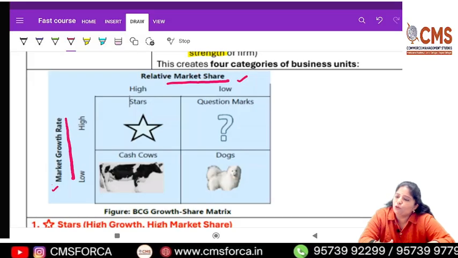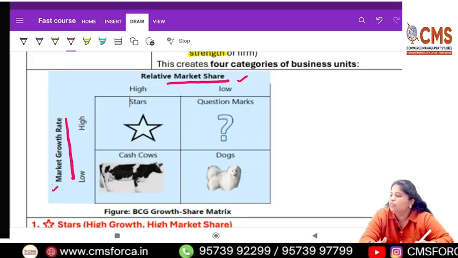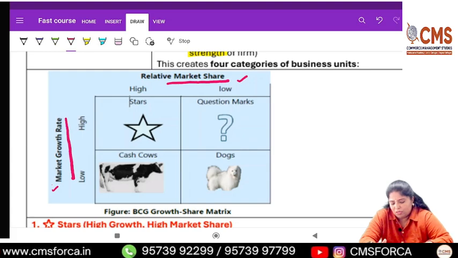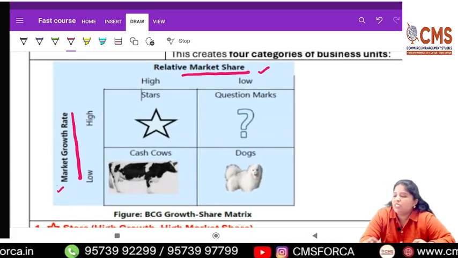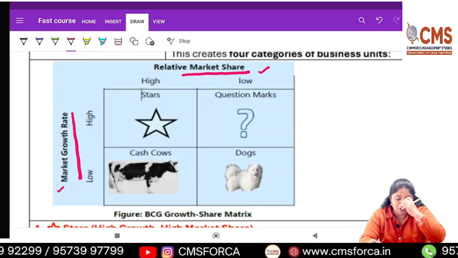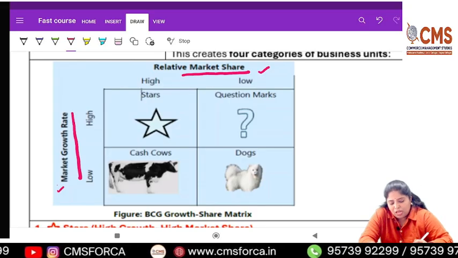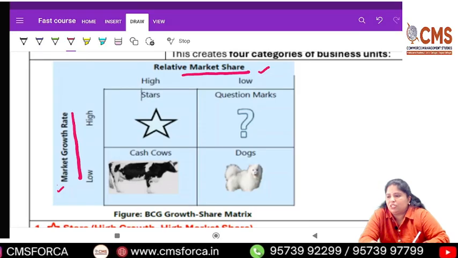And what are the 4 possible scenarios? Star, question mark, cash cow, dog. Now let's see, first discuss cell 1, that is star. So when do you rate a business as a star category? Now what if you observe this picture carefully?